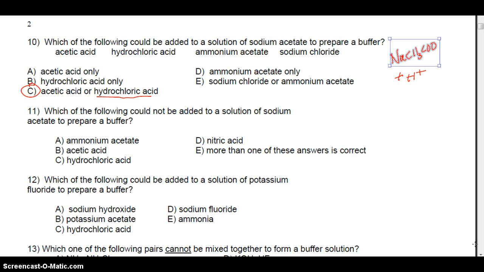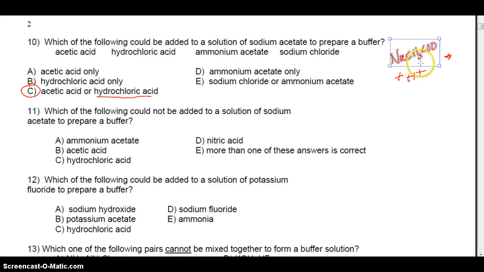All right, number 11. Which of the following could not be added to a solution of sodium acetate, so again, the same salt, to prepare a buffer? So which of the following could not be added? All right, so again, this ammonium acetate pops up. By adding that, you're going to get some ammonium ions and some acetate ions, but that doesn't help you get the weak acid that we need. So definitely that one is out.